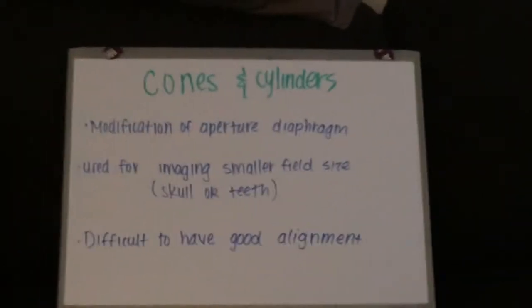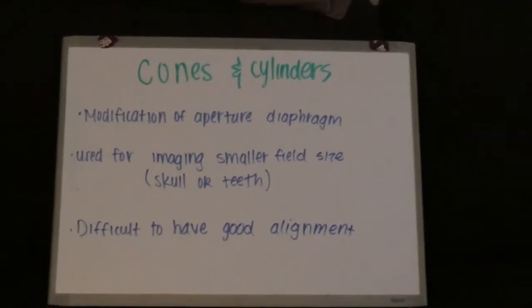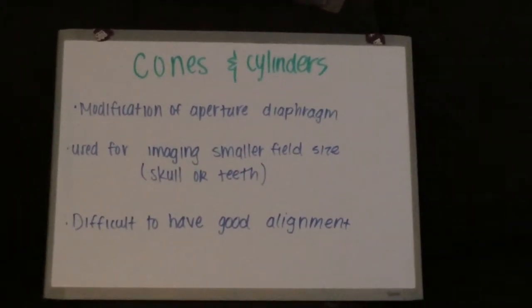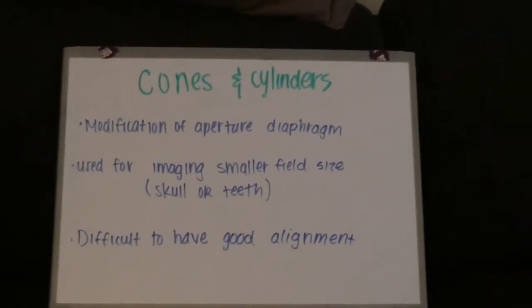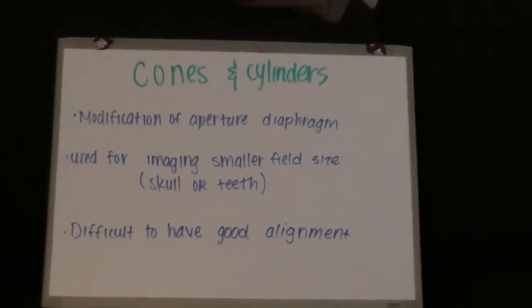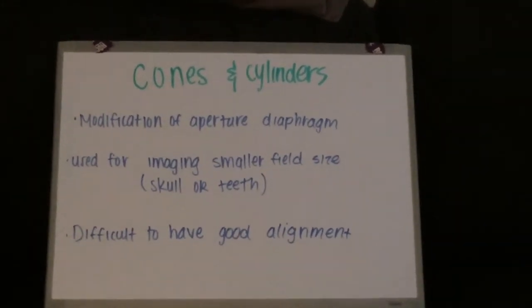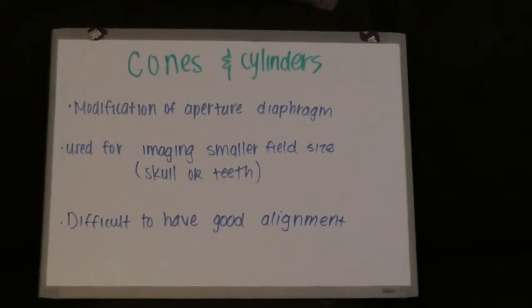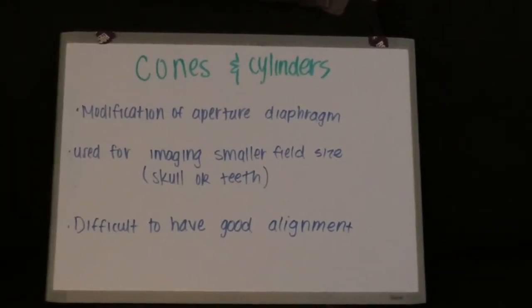The next type of beam restricting device is composed of cones and cylinders, which is a modification from the aperture diaphragm. These allow for imaging areas of the body that have smaller field size, such as the skull or teeth. Most commonly, we see this type of beam restricting device when getting x-rays while at the dentist, because it is able to produce a circular image with a decreased field size.